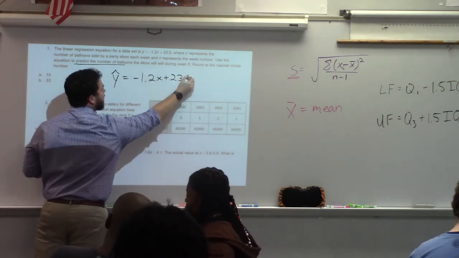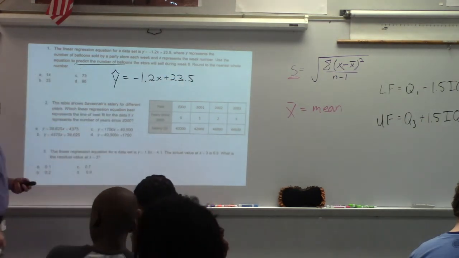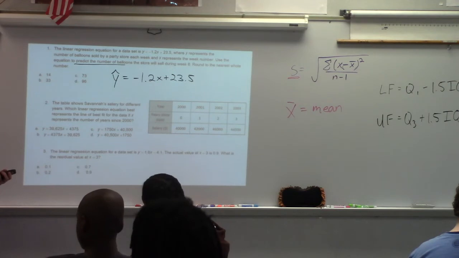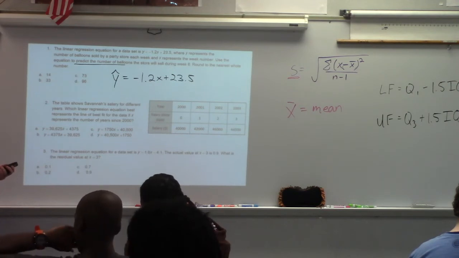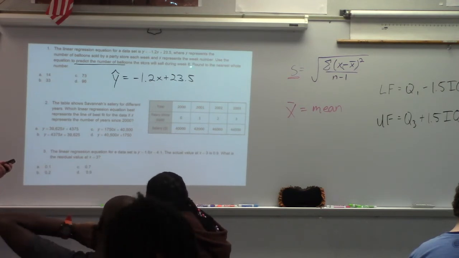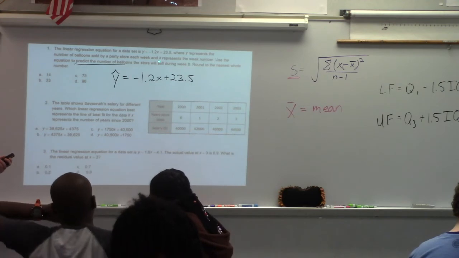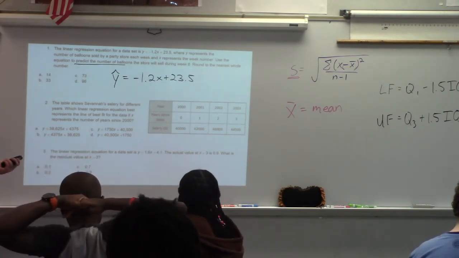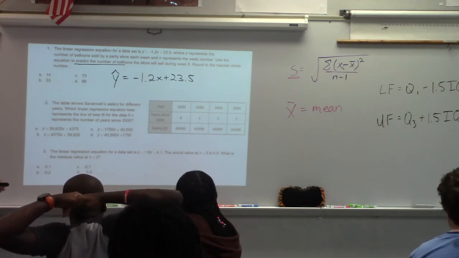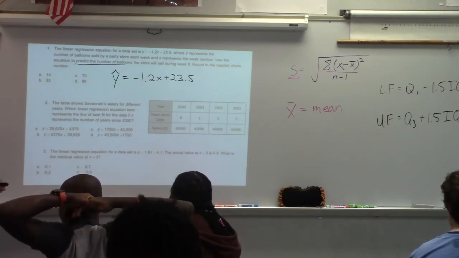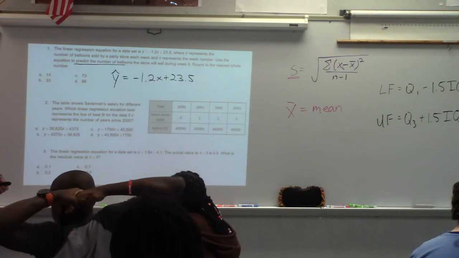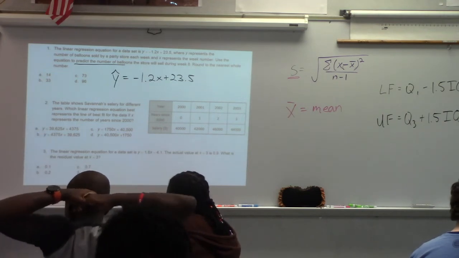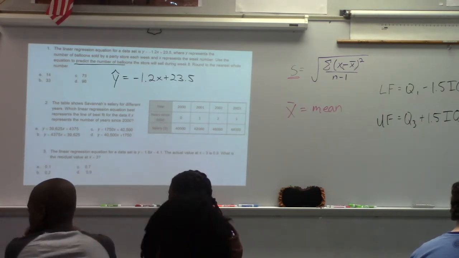How am I going to use that? By substituting the x with what number? 8. Remember, x represents the week number. We're looking at week 8. All you had to do is substitute 8 in for x. If I were you and you didn't get that or didn't show me that, I would write that note down. Substitute 8 in for x.